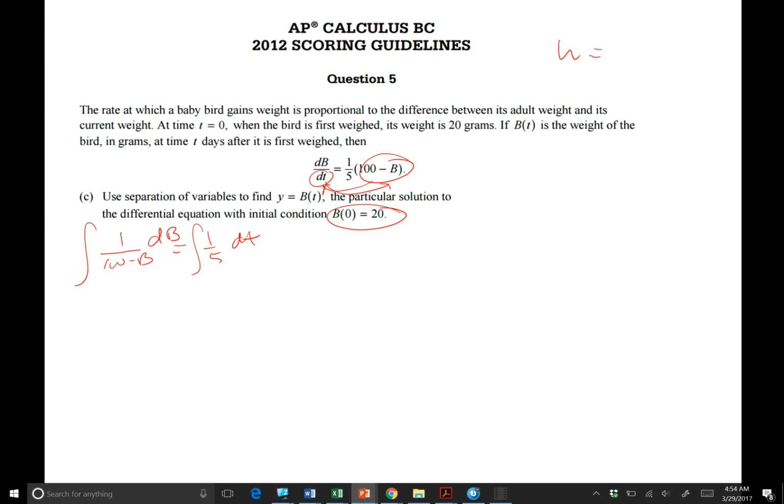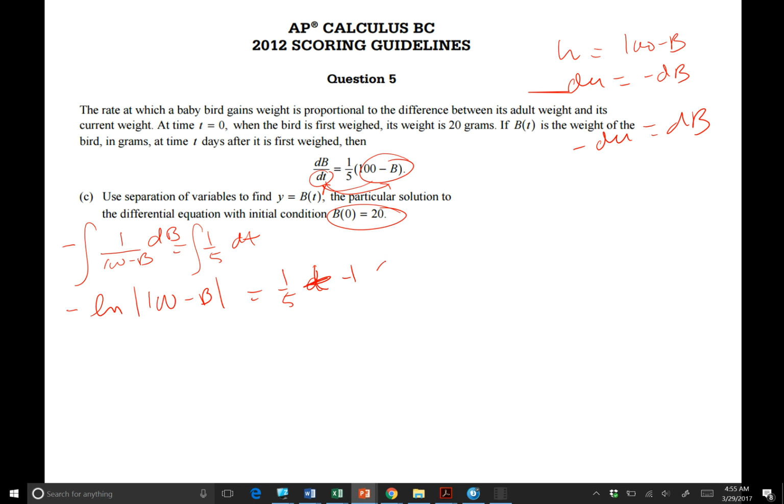I know that I would need a U-substitution, so u would be 100 minus b. So that means that du would be negative db. So I'd get negative du equals db. So really all I need to do is add a negative sign in there. So when I integrate, I get negative natural log absolute value of 100 minus b equals 1/5 t plus c.